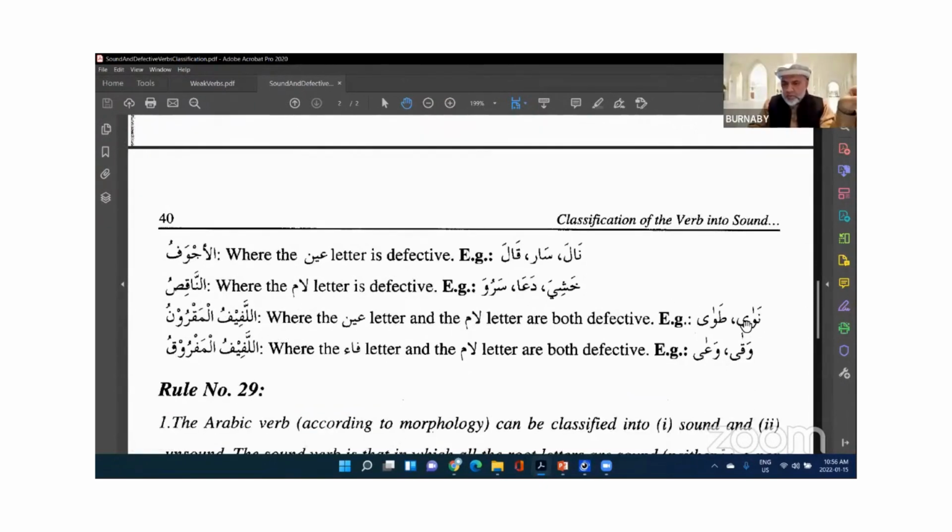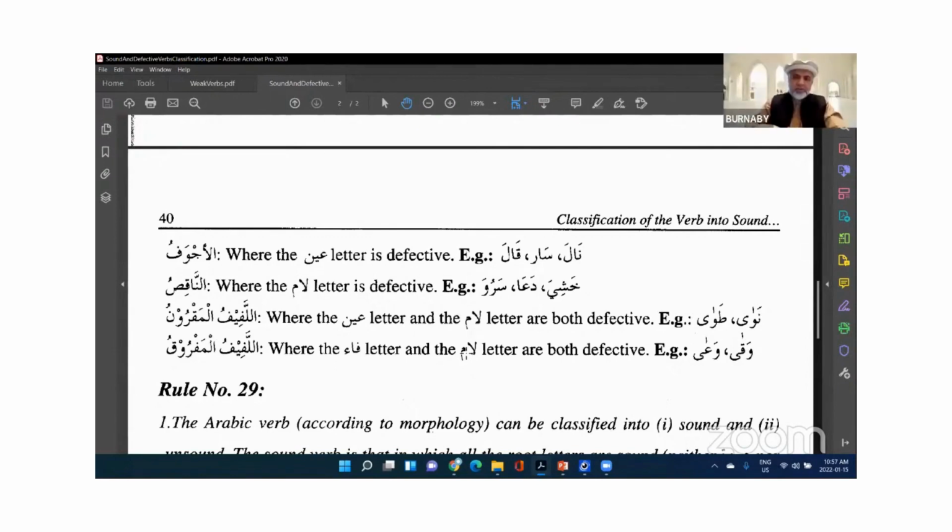Look at this: waw, qaf, ya, waqa, and wa'a. Over here, in between the waw and the ya, there is a gap because there is a letter in the middle. So what do we call it? Al-lafif al-mafruq. Is that making more sense now? Because now I'm repeating the same thing from different text.